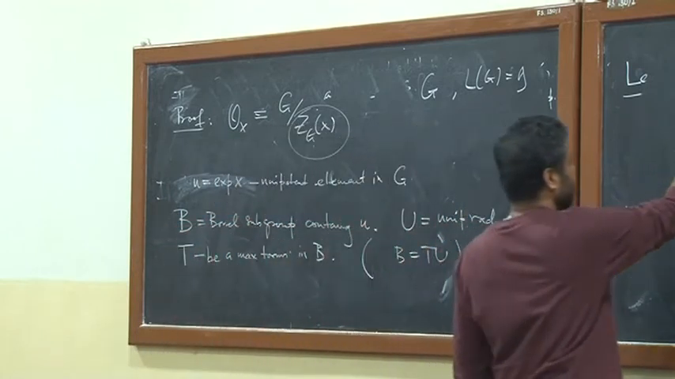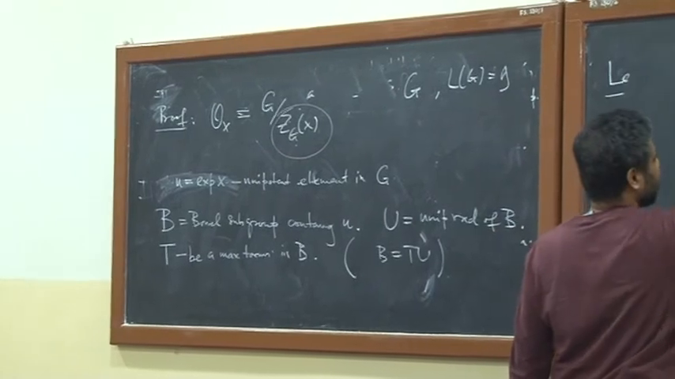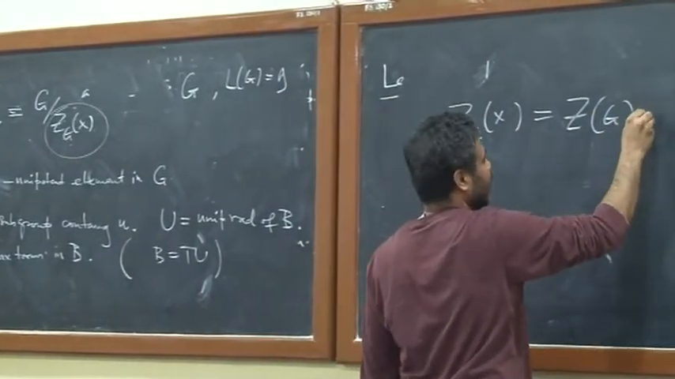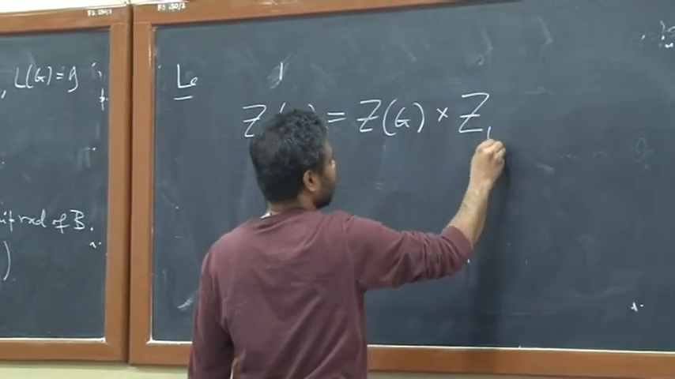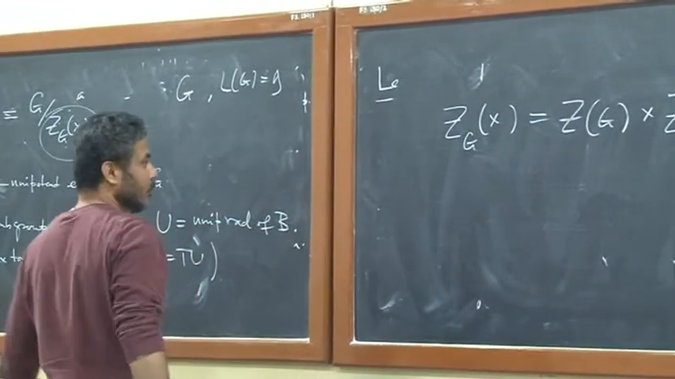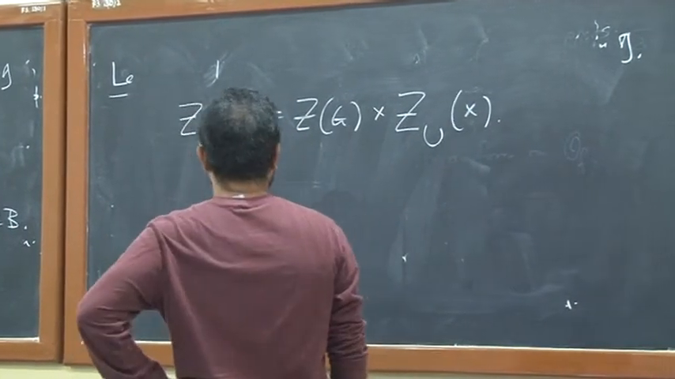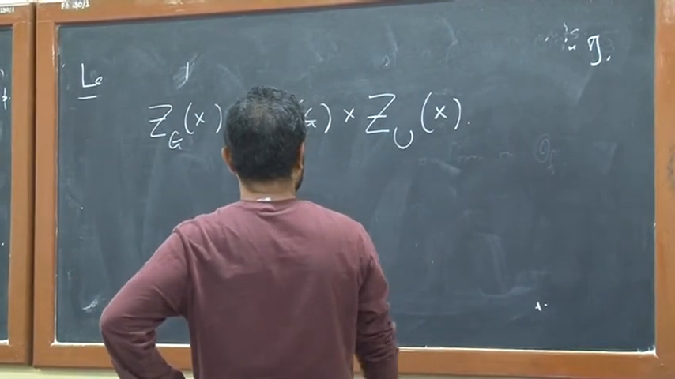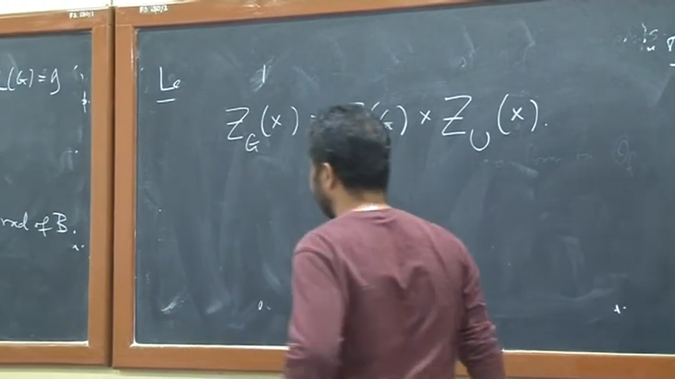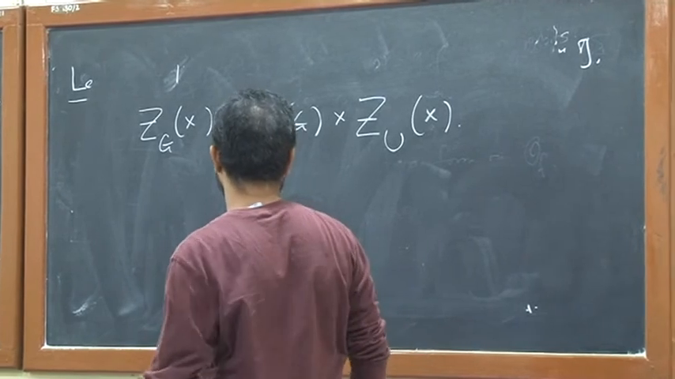So we have this B, this U, but let us discuss the centralizer. The centralizer has this description: it is the center times the centralizer of X unipotent. You can take either X or u, it doesn't matter. U is the unipotent radical of the Borel containing u. So this has this description.